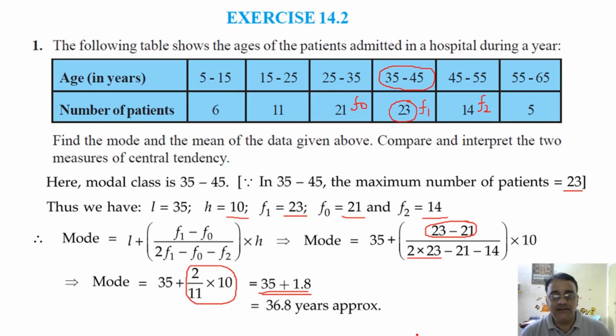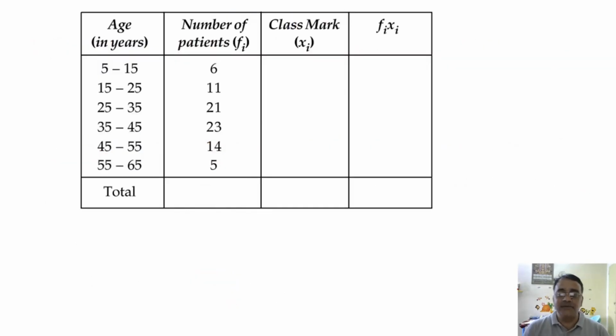Any doubt in this one? Now we have to find the mean. So for the mean, we have to make one table. We are going to find the mean by using the direct method only, not step deviation. Why direct method? Because here all the class marks are multiples of 10. Look, the first one is 10, second one 20, 30, 40, 50, 60, and multiplying with these numbers is very easy.